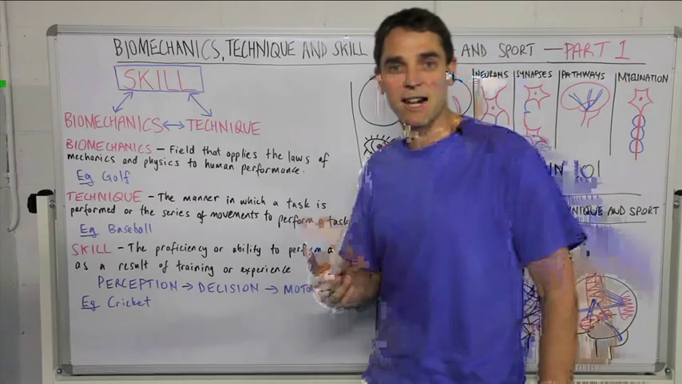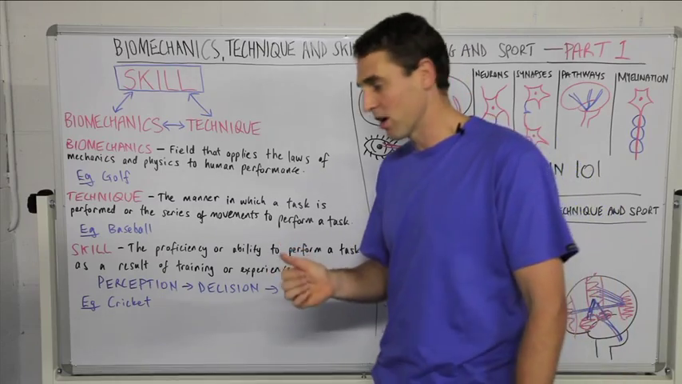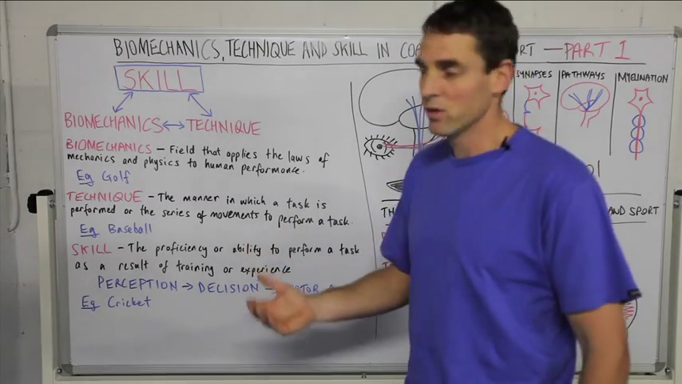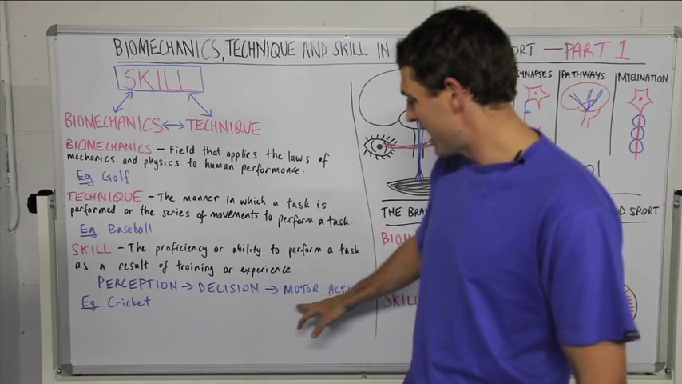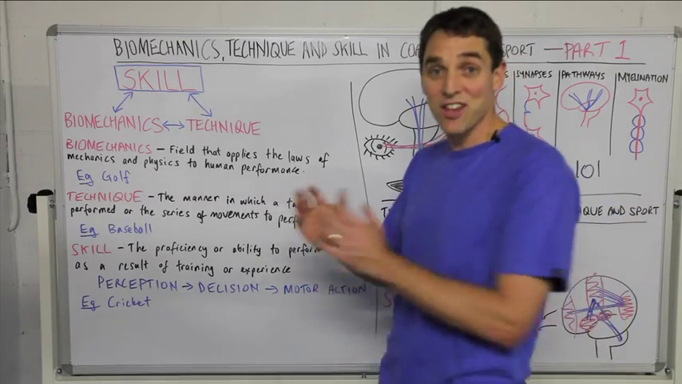Based on what we're seeing, are we going to adjust our swing in a certain way? Are we going to try and hit it hard? Are we going to block it? What are we going to do? And then motor action, which is actually what we end up doing. So you can see it's actually quite a bit more complex, and you can see this end part, the motor action, is actually just the end part.